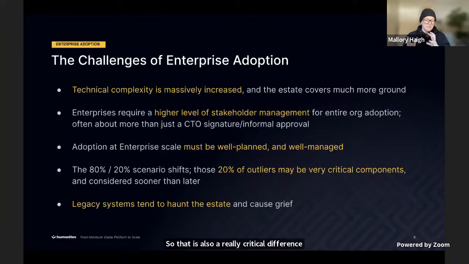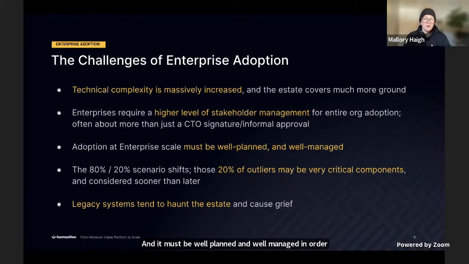The challenges we see that come up because of these differences, I'm just sort of summarizing here. So technical complexity is massively increased. The estate covers a lot more ground. I've already talked about that. I'm sure you guys know that. Very obviously is the case often with enterprise orgs. They also have a higher level of stakeholder management required for an entire organization to adopt a platform. It's not just about a CTO signing off and approving something. When you're going at this scale, it is a lot more involved. And it must be well planned and well managed in order for that to work.